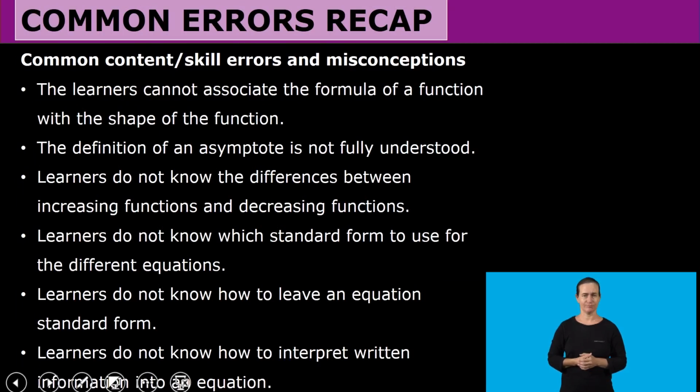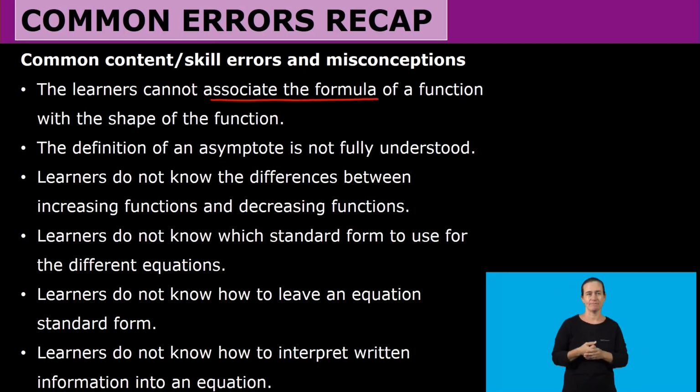Now, looking at the common errors or the misconceptions that you might have when you are finding the equation, remember to always associate the formula to the function, and also the shape of the function. And remember, when it comes to the asymptote, do not get confused. You must know that where a graph does not touch, that of course is an asymptote. And of course, you should know the differences between an increasing and a decreasing function. And of course, it's important for you to know the standard forms of each of these functions.